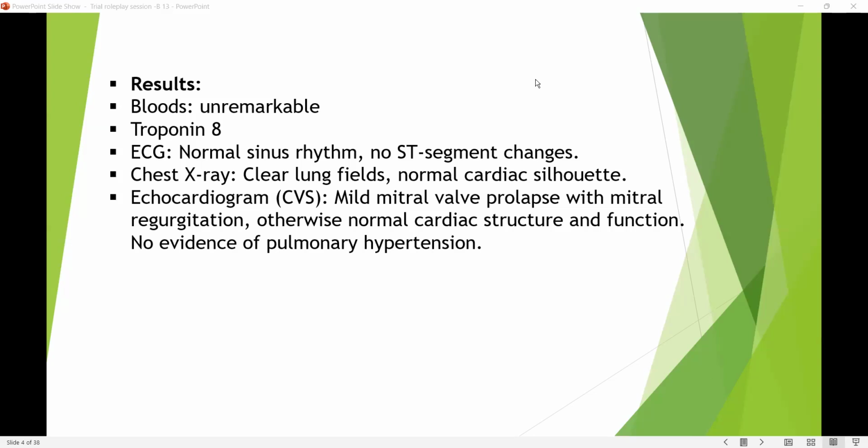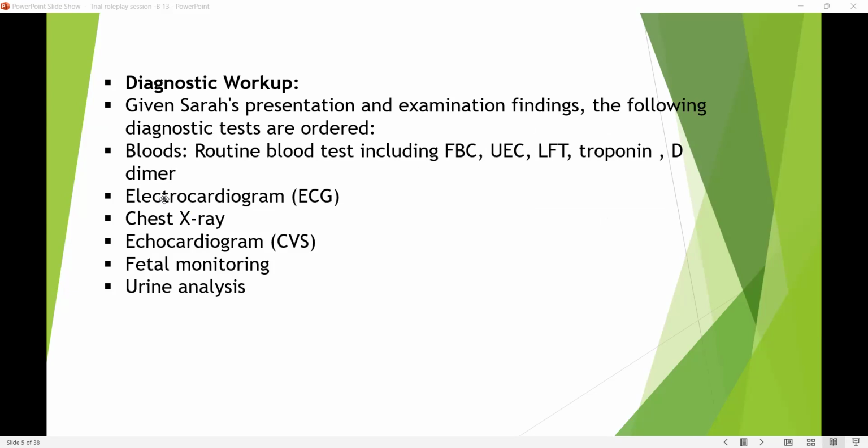She's also complaining of chest pain. We are not sure because she's pregnant. It could be any structural problem of the heart. Sometimes in the emergency department, they can do bedside ultrasound, or we can order a formal echo. Okay. So those are the diagnostic workup for this patient.